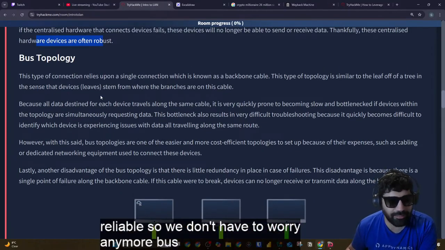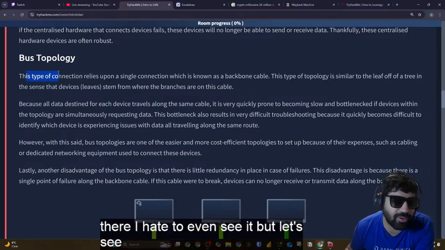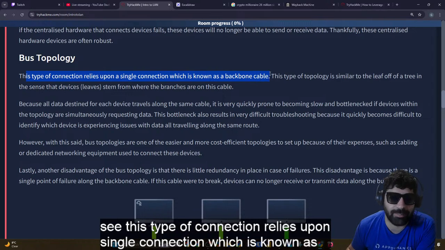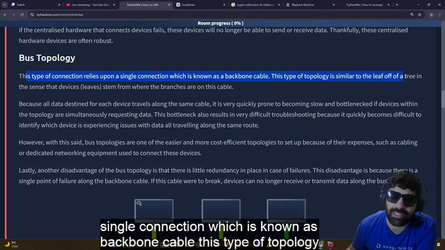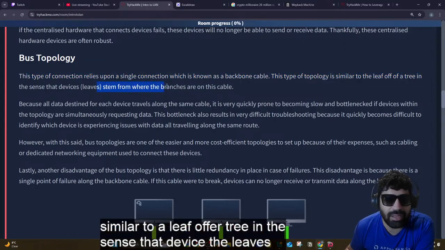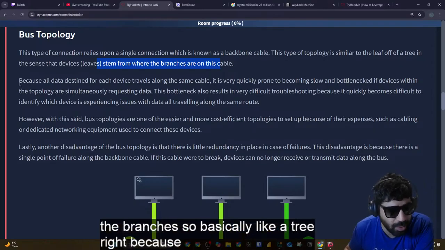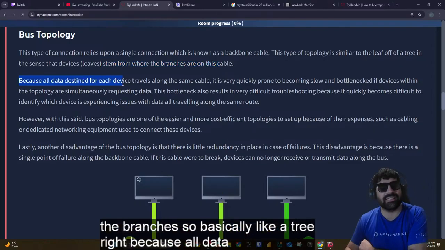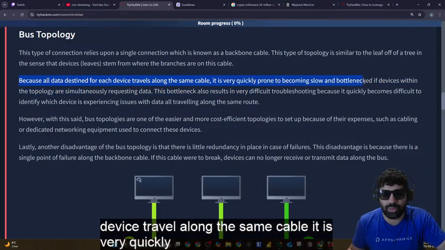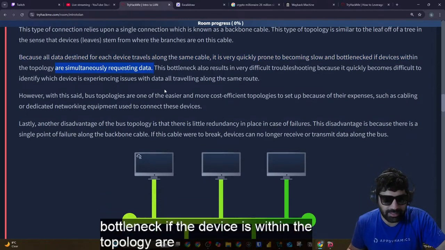Bus topology, probably the worst one out there. I hate to even see it, but let's see. This type of connection relies upon a single connection, which is known as the backbone cable. This type of topology is similar to a tree, in the sense that the leaves stem from the branches. Because all data destined for each device travels along the same cable, it is very quickly prone to becoming slow and bottlenecked if the devices within the topology are simultaneously requesting data.